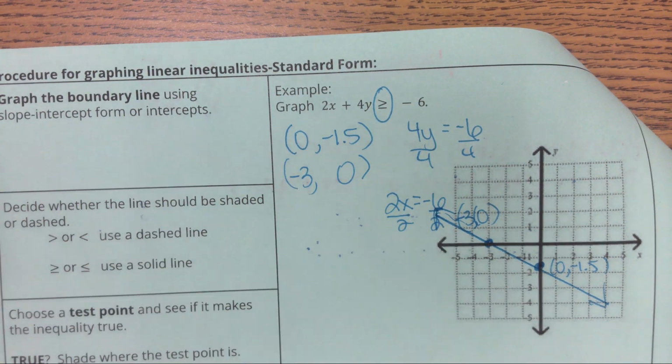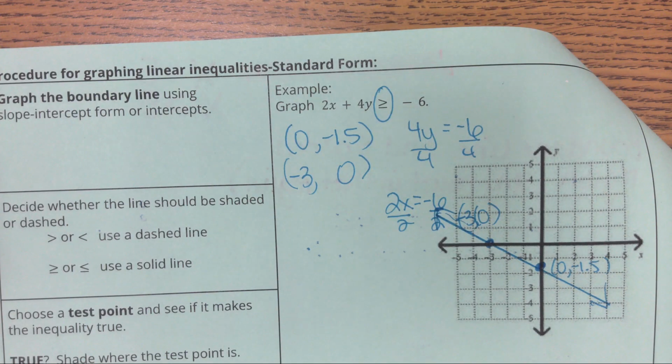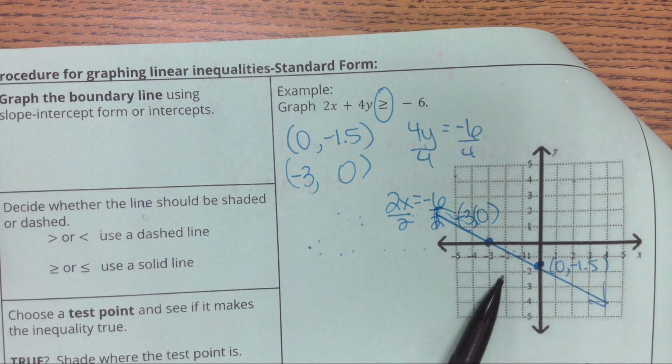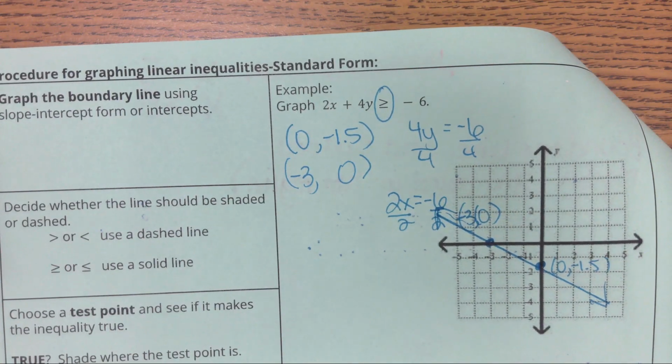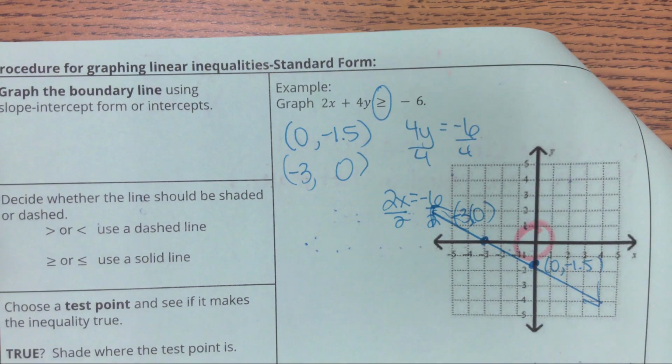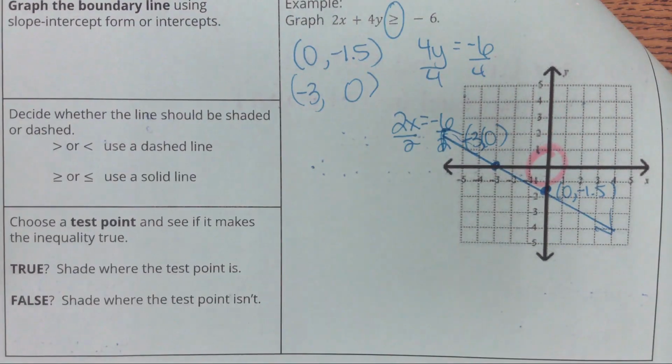So the last thing we do is we test a point. I always like to test, which one? 0, 0. Now here's the deal. If the line goes through 0, 0, you have to pick something else. But does this one go through 0, 0? Nope. Let's circle 0, 0. It's right there. It's above the line. Let's test it.